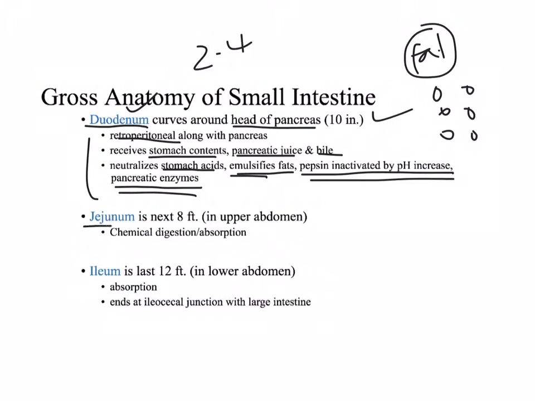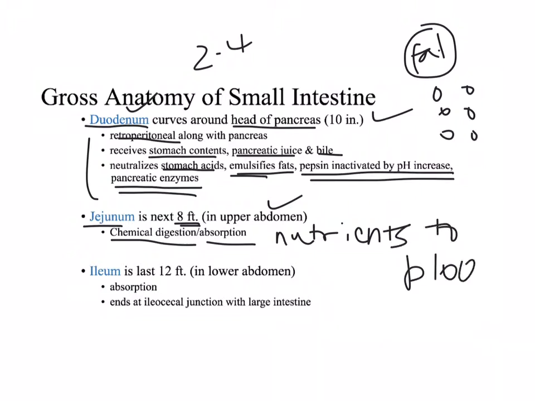Okay, the jejunum is the next 8 feet. It's in the upper part of your abdomen. It's where chemical digestion is going to take place and absorption is going to take place. So the nutrients are going to get put into the bloodstream. Okay, the ileum is the last 12 feet. It's in the lower abdomen. It's mainly for absorption. Okay, and I already said this, it ends at the ileocecal junction, so that's where it connects with the large intestine.